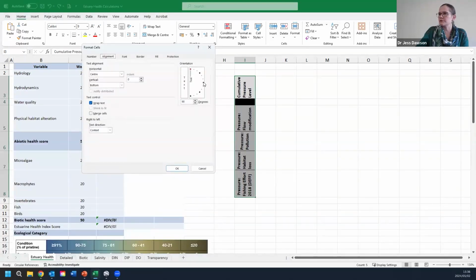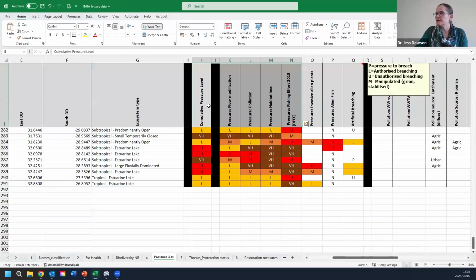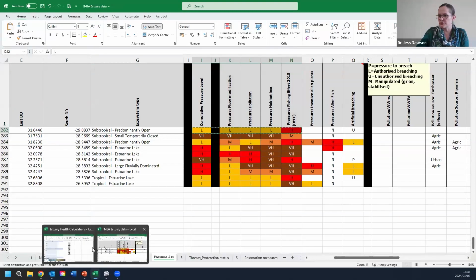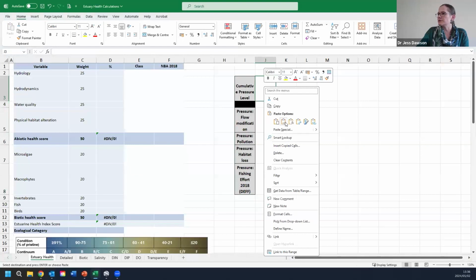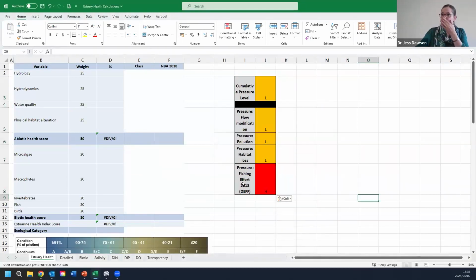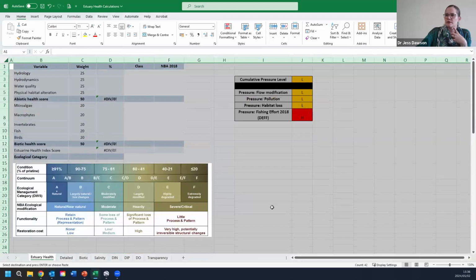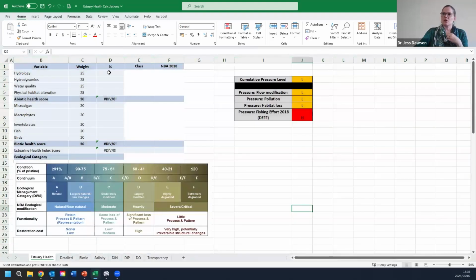Let's just change this. So I'm just going to copy the pressures so that you have those and you can have a look at those as you try. Okay, so anyone want to take a guess, or between you, if you want to talk and think hydrology.